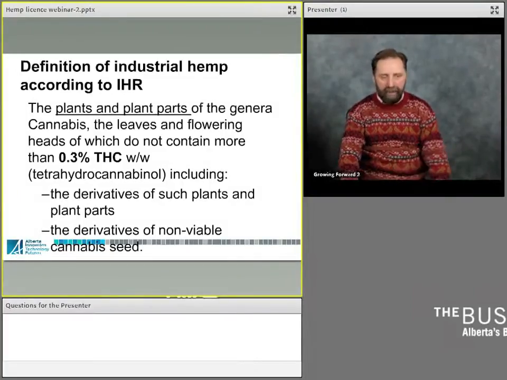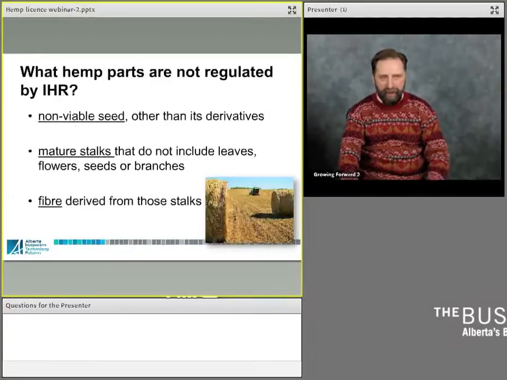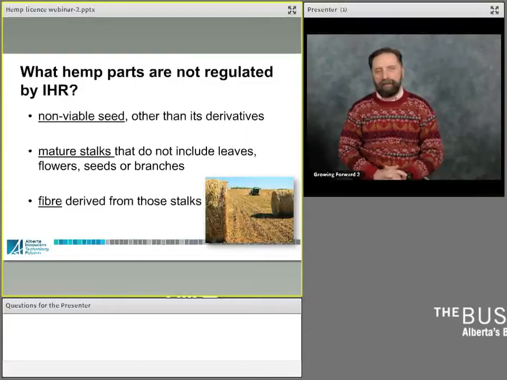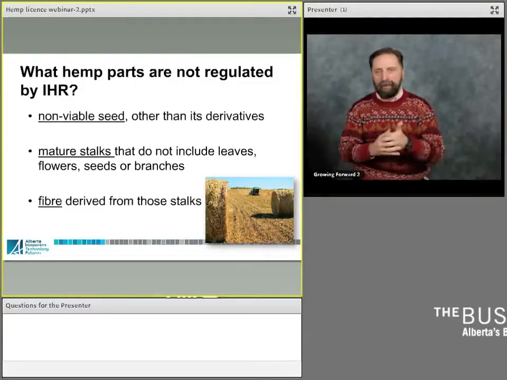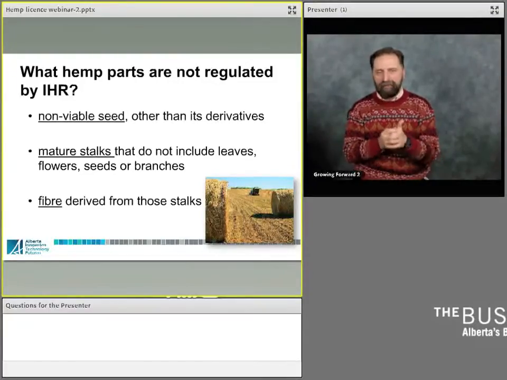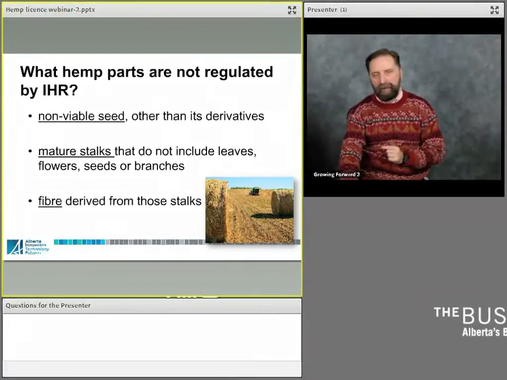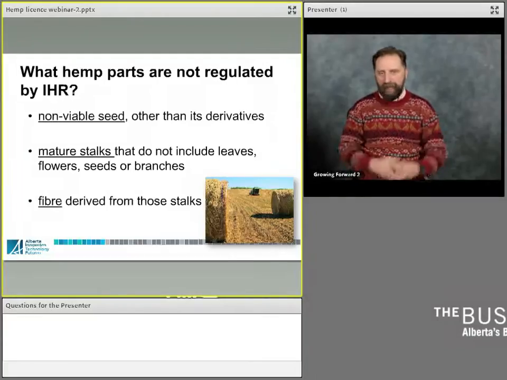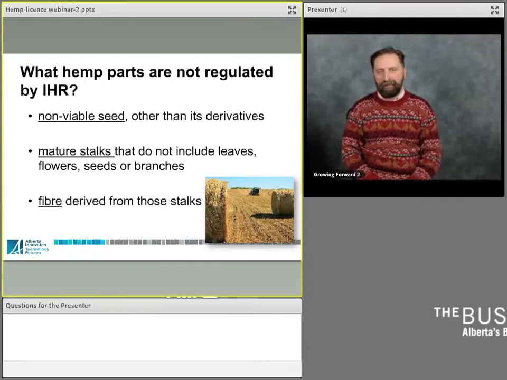Okay, so now I mentioned that there are some exemptions. There are a few parts of hemp that are not regulated by industrial hemp regulations. First of all, non-viable seeds. Non-viable seeds are not regulated. However, if you press oil or derive some products from them, like protein powder, hemp hearts, or oil, they fall into the definition of industrial hemp. Non-viable seeds that cannot grow are not regulated by industrial hemp regulations.